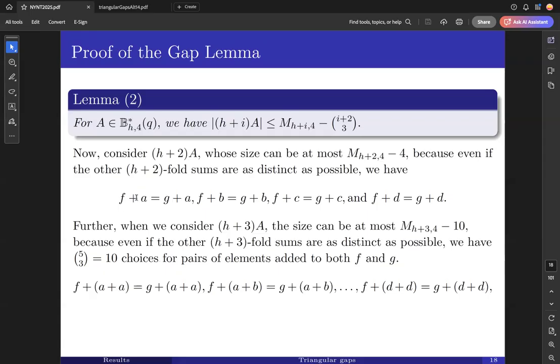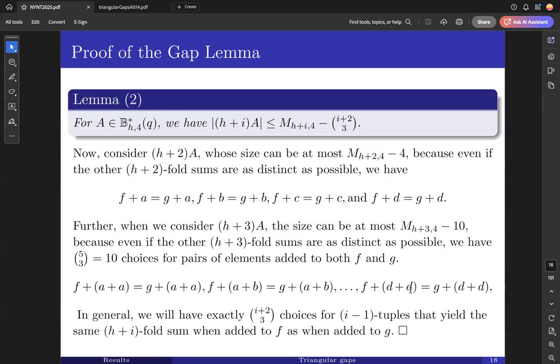So here I added A to both F and G. Now I'm adding A plus A to both F and G. Here I added B. Now I've got A plus B, A plus C, A plus D, etc. And there will be 10 such pairs. And in general, when I get to the H plus I fold sum set, iterated sum set, I'm going to be losing I plus 2 choose 3 of these, what I would consider downstream effects of just having F equals G at that H plus 1 fold sum set.